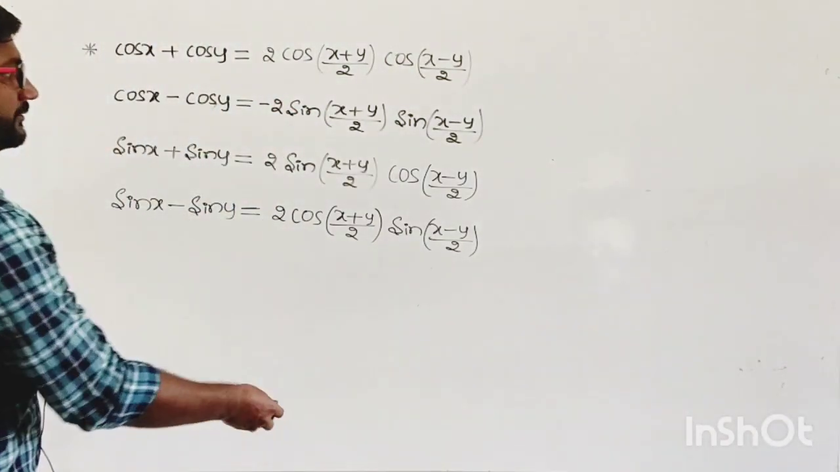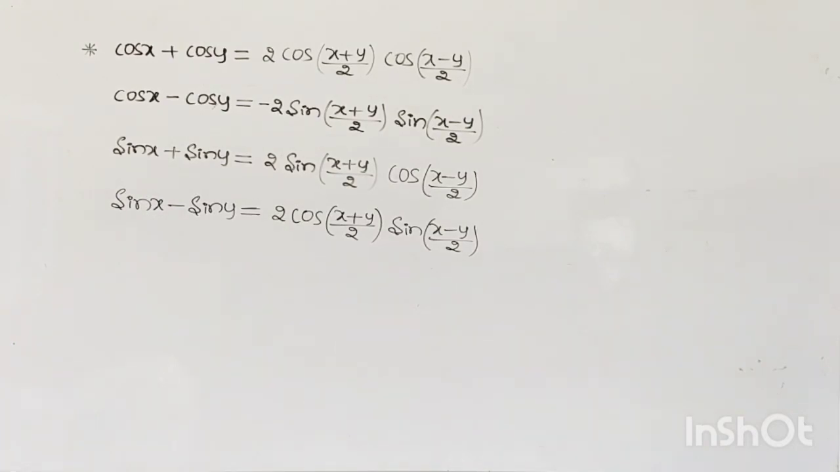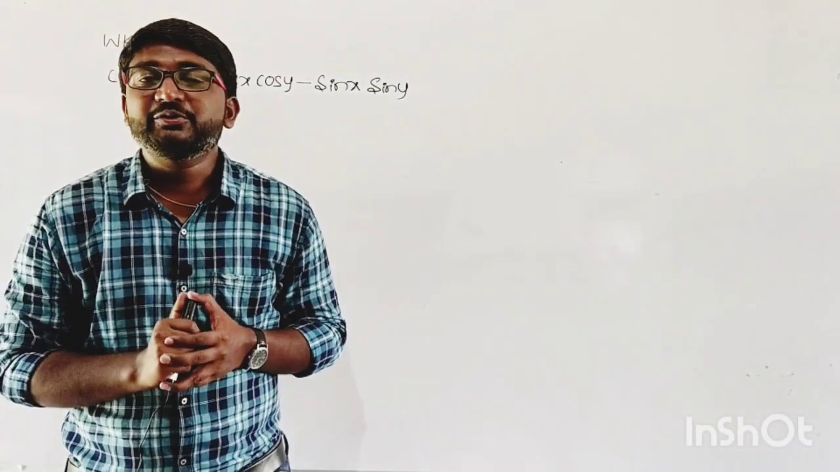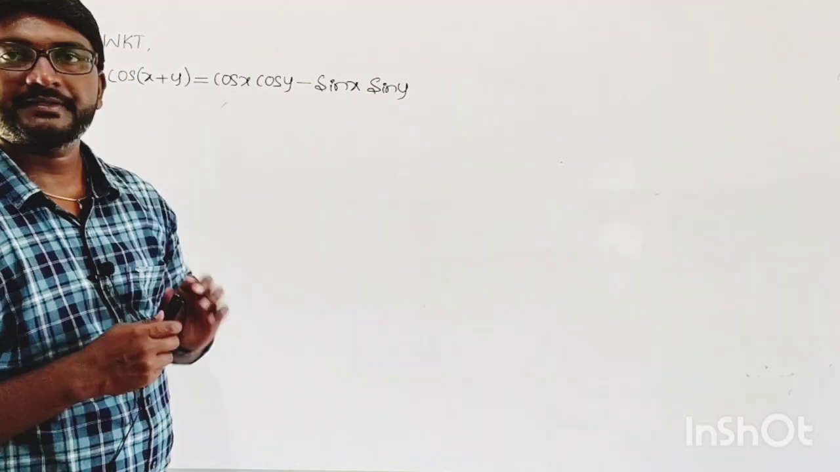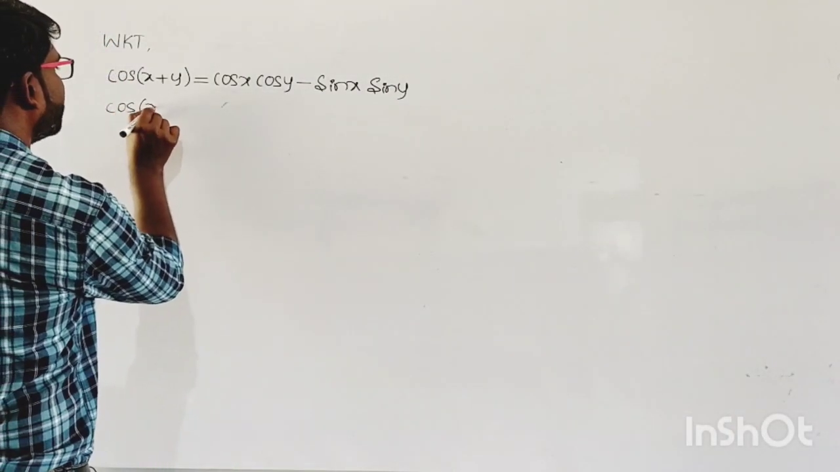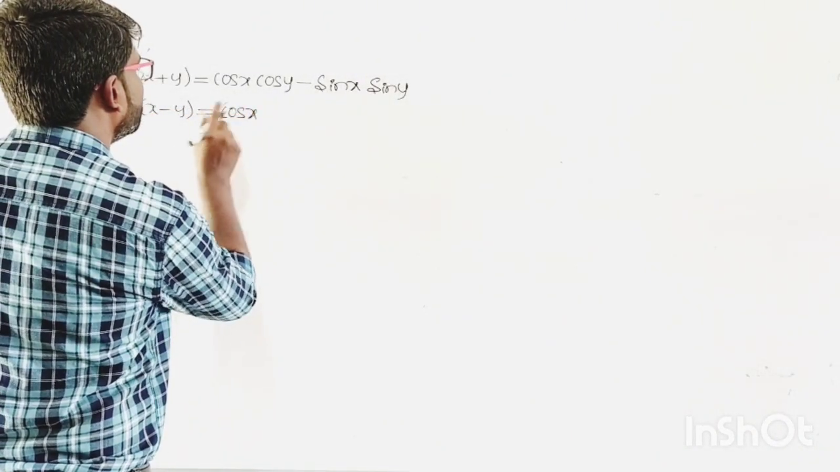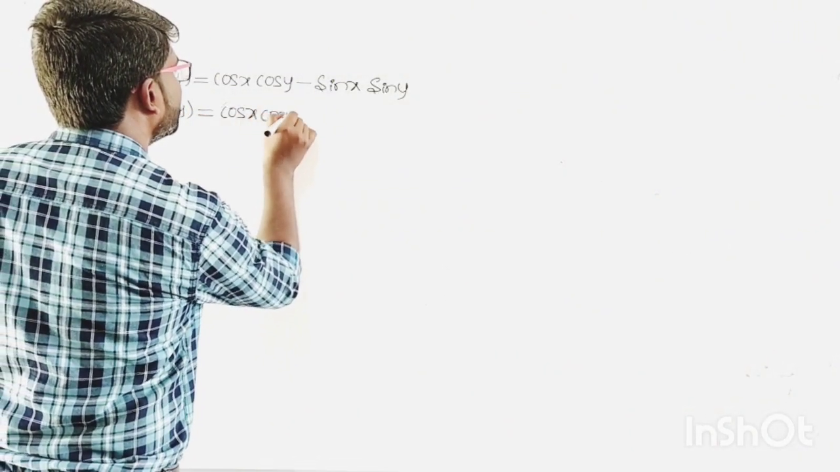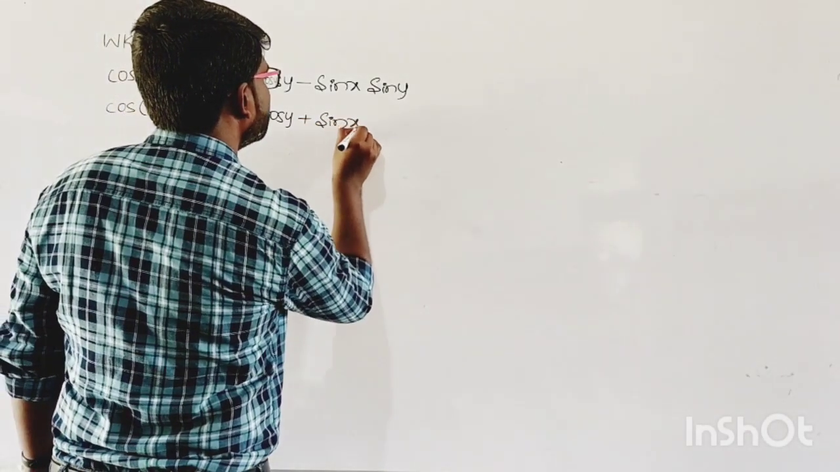Well, we'll move on to the next one now. We know the formula of cos of (x plus y). It is cos x cos y minus sin x sin y. And then I'll write the next one. Cos of (x minus y) is equal to cos x cos y plus sin x sin y.